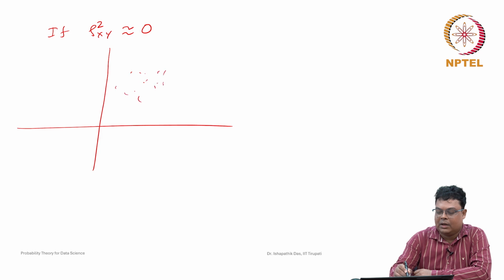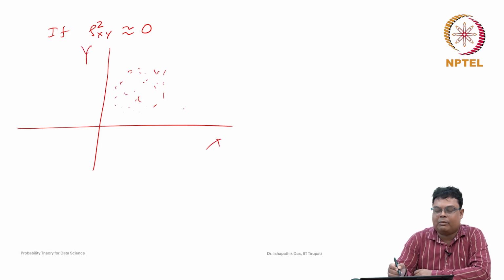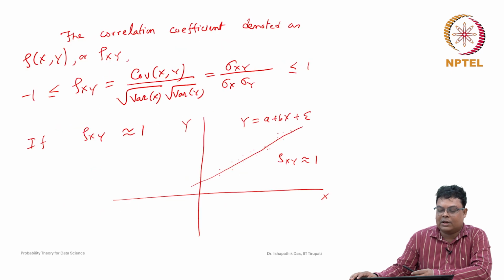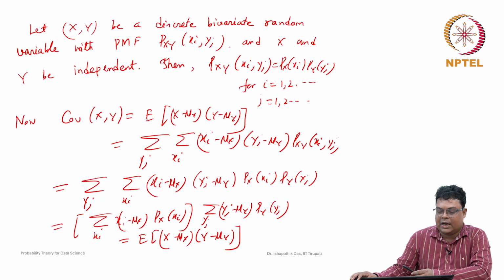It may be like a circle or some non-linear relationship, where if x is increasing, sometimes y is increasing, sometimes y is decreasing. There is no straight-line type relationship, so rho square of xy will be 0, and the correlation coefficient will be close to 0. So, these are the interpretations of the covariance and correlation coefficient that we learned.